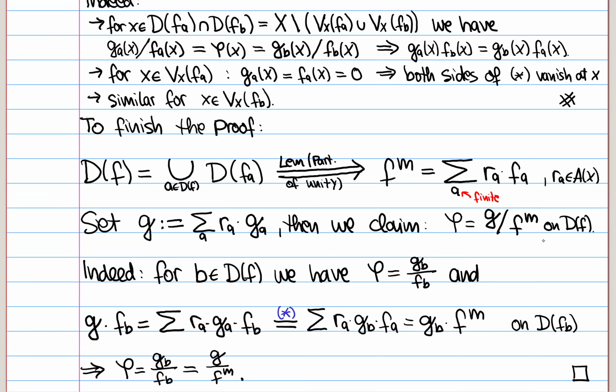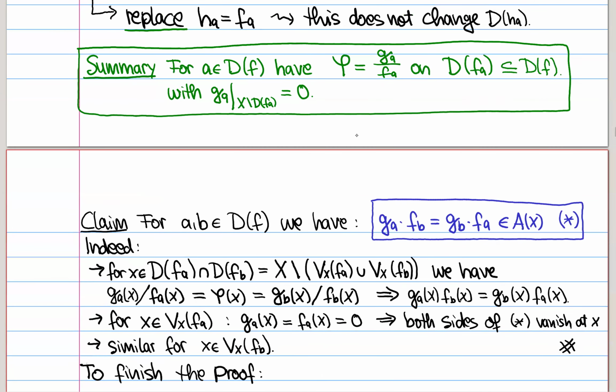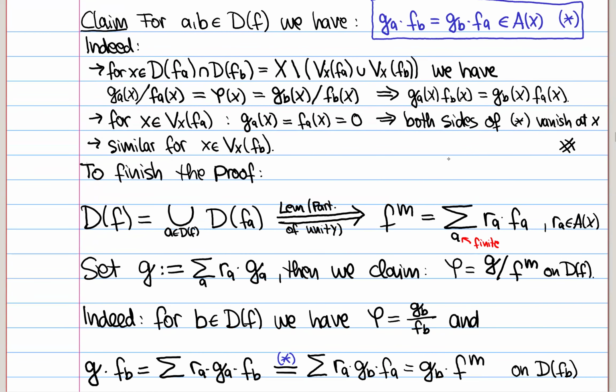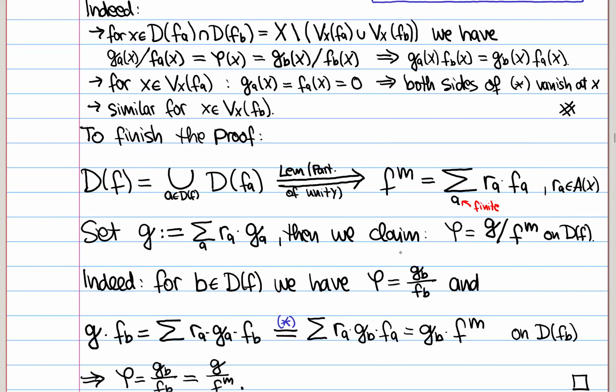And what we now just do is we check this equality at any point b in D(f). And then we're done. So let's say b is some point in D(f), and then by this representation, we know phi is given by g_b divided by f_b at the point b at least, and in a small neighborhood. And then we just want to check that this is the same thing as this at this point. And again, we check this after clearing the denominators.